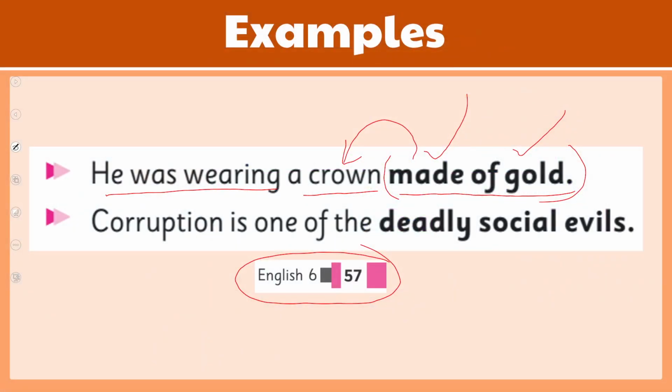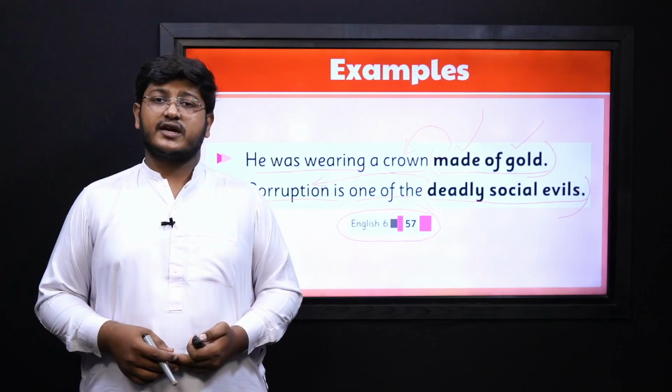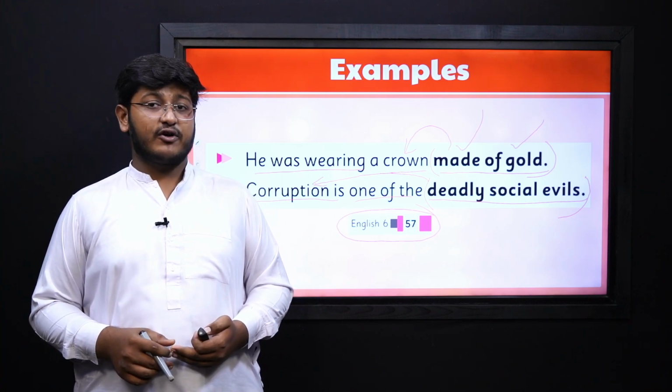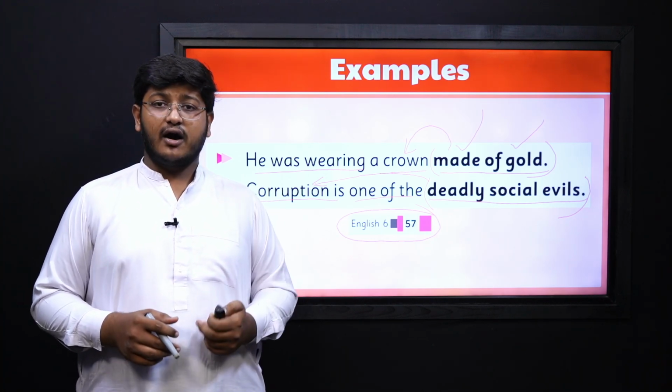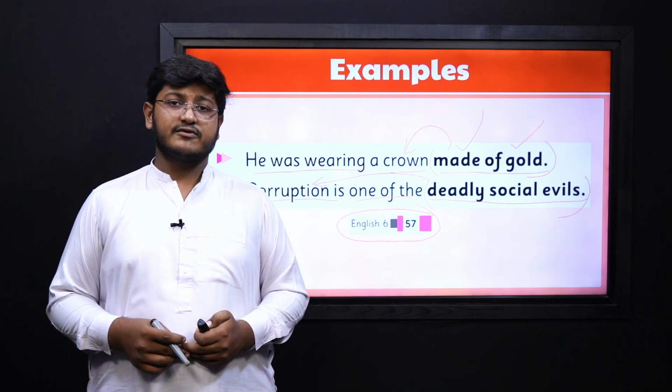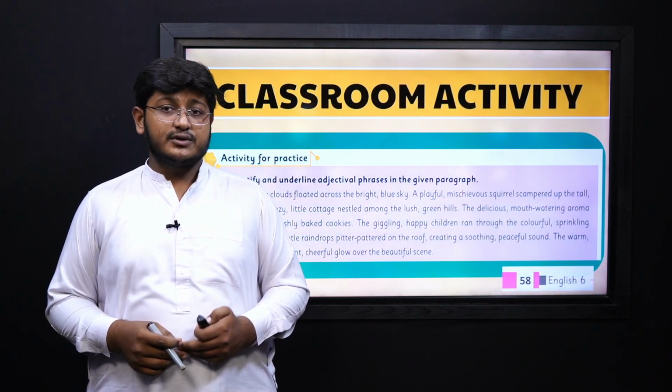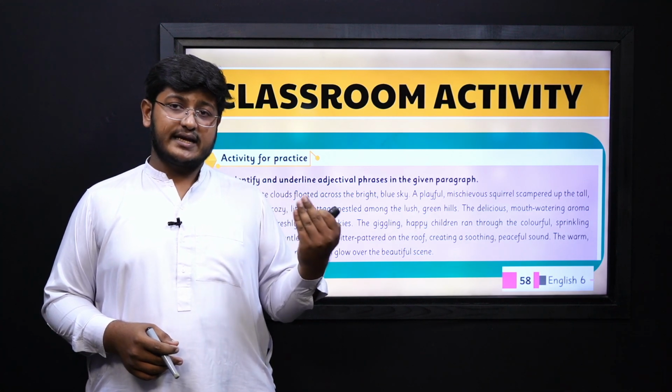Let's have a look at the other example. Corruption is one of the deadly social evils. So deadly social evils is working as a describing phrase or descriptive phrase about the corruption. That's why this phrase is an adjectival phrase, and this adjectival phrase is working as an adjective for the noun corruption. So I hope you guys understand what the adjectival phrases are and what they do. They do the same function as the adjectives.